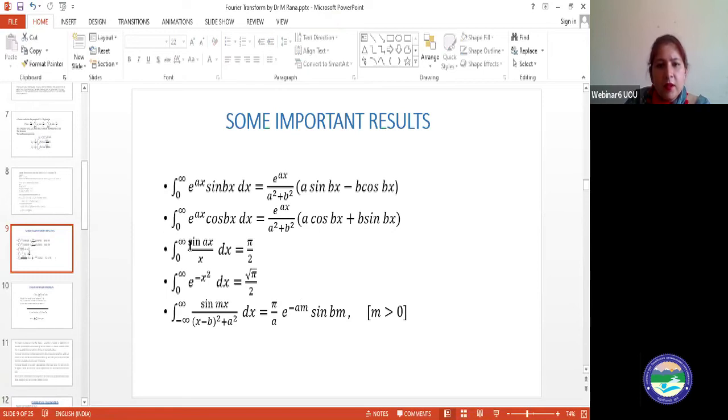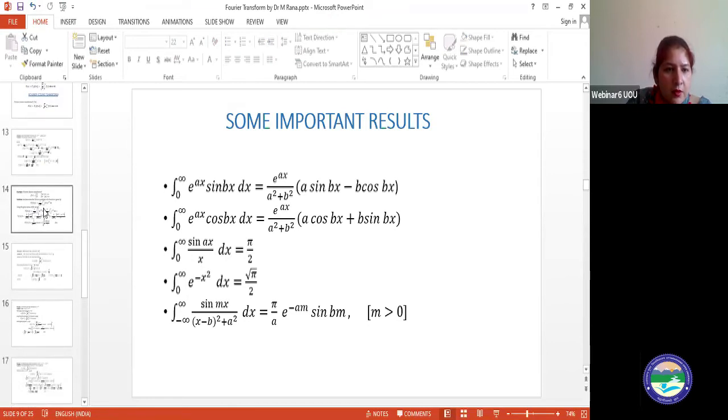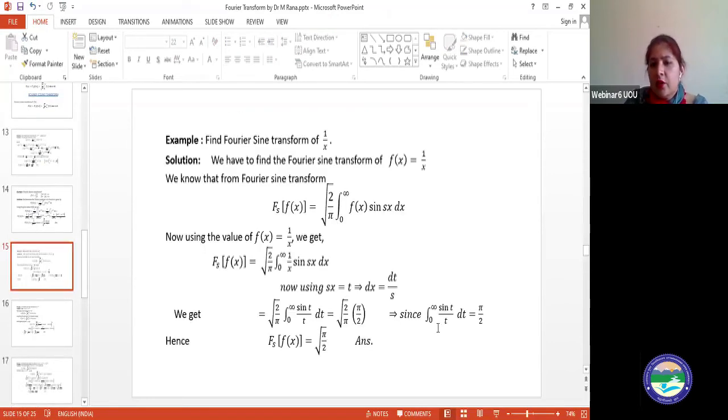this important result: integration from 0 to infinity of sine ax upon x dx equal to pi by 2. From this you get the value of integration from 0 to infinity of sine t by t dt equal to pi by 2. So you directly put this value in the integration here. So the Fourier sine transform of 1 by x is root 2 by pi times pi by 2. And by solving this, you will get the Fourier sine transform of 1 by x as root pi by 2.